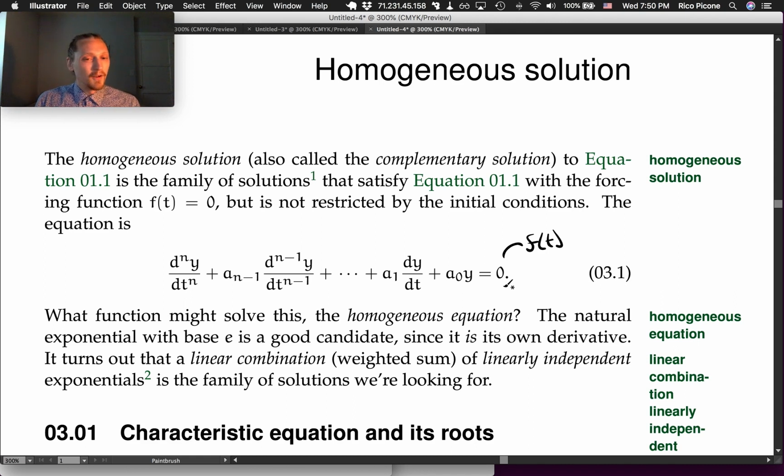So when you have an equation that has a bunch of time derivatives in it, and somehow they're supposed to sum up to something, a good place to start looking is that function. And that's actually where we sort of find a crack in the seam of these linear ODEs to start to find solutions. It turns out that a linear combination, or weighted sum, of linearly independent exponentials is the family of solutions we're looking for. Okay, so bonus points for those of you who got the reference.